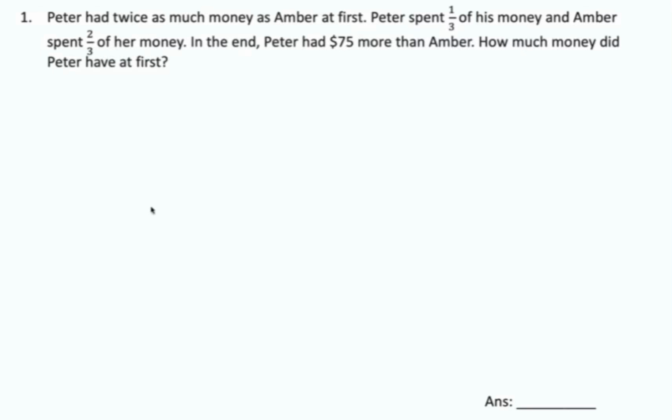Okay, so let's begin. Listen up. Peter had twice as much money as Amber at first. Peter spent 1/3 of his money and Amber spent 2/3 of her money. In the end, Peter had $75 more than Amber. How much money did Peter have at first?